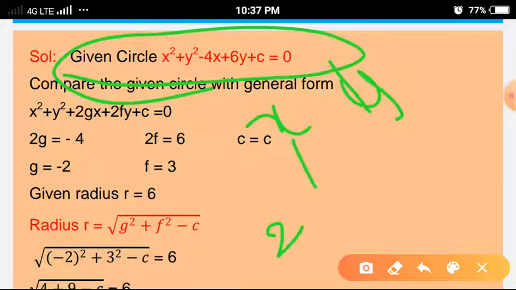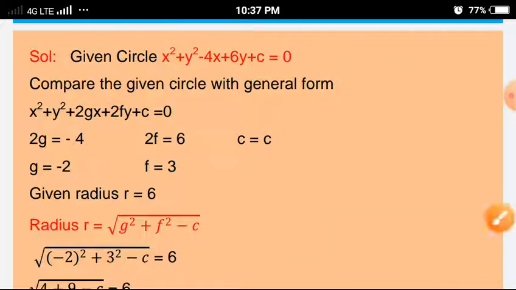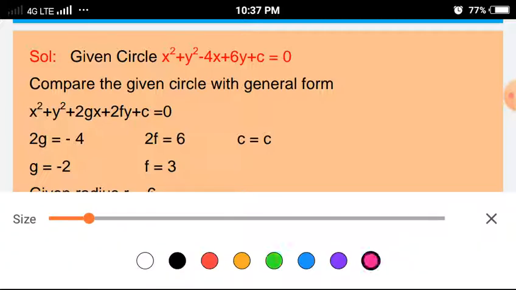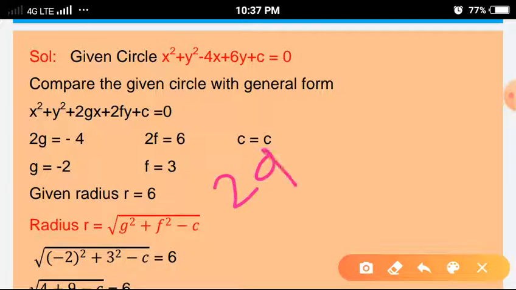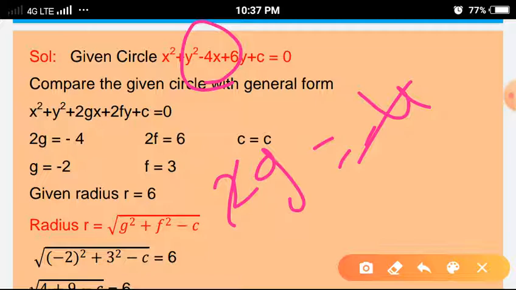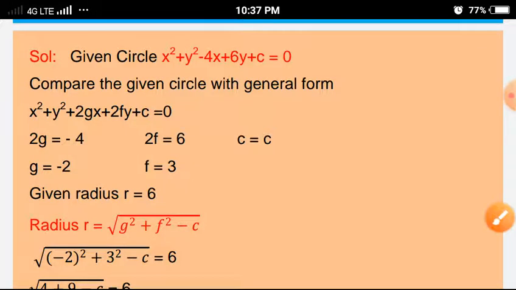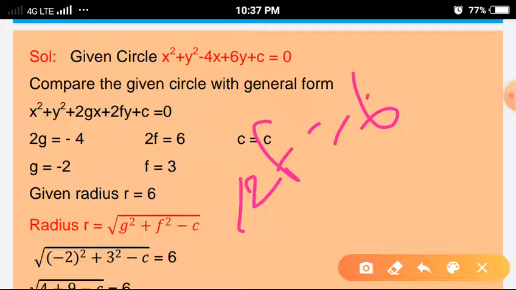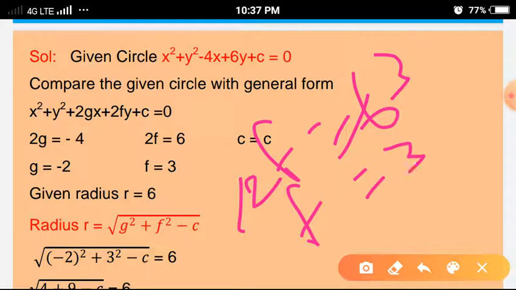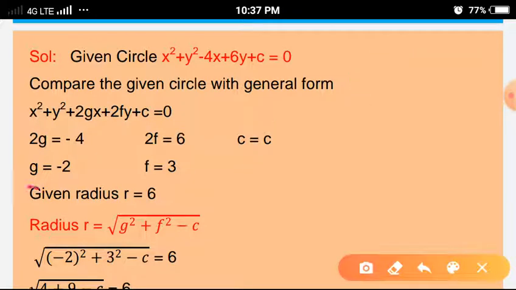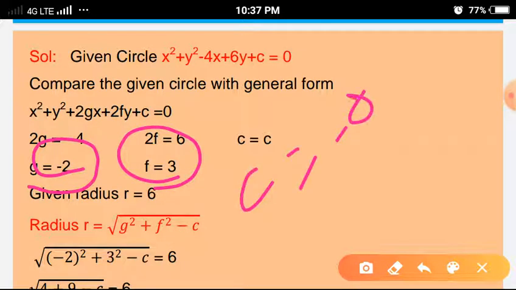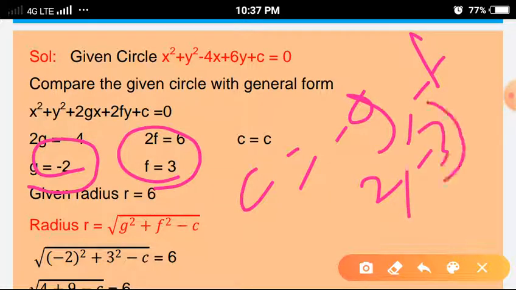X coefficient is 2g, y coefficient is 2f. Here 2g is equal to the x coefficient, minus 4. 2g is equal to minus 4, then g is equal to minus 2. Next we have to compare the y coefficient. Y coefficient 2f, 2f is equal to 6, f is equal to 3. Then we get the values of g and f: g is equal to minus 2, f is equal to 3. Then we have to write the center as minus g comma minus f, that is 2 comma minus 3 will be the center.